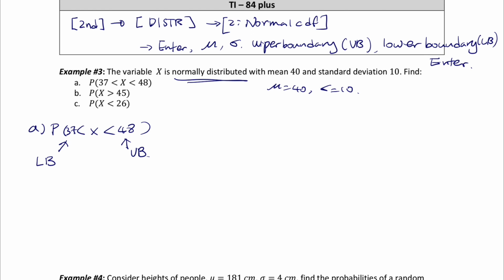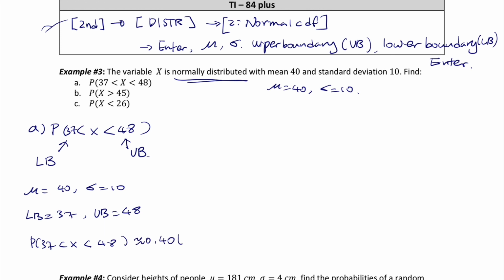So using your GDC, if you have a TI Nspire, you can do 2 Normal CDF, and then after that you have to enter your information, right? So you plug in mean equals 40, standard deviation equals 10, lower boundary equals 37, upper boundary equals 48. Then you hit enter, and you'll get your probability value, approximately equal to 0.406.